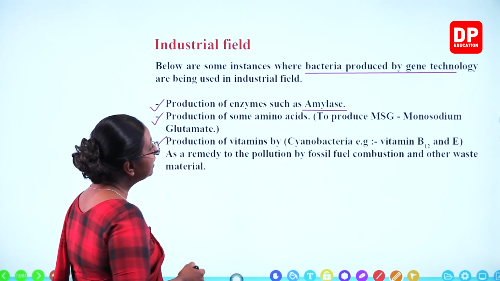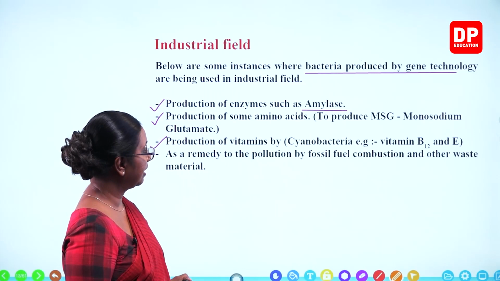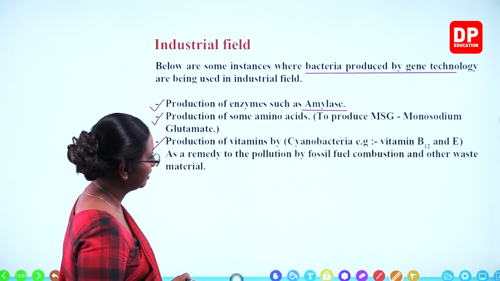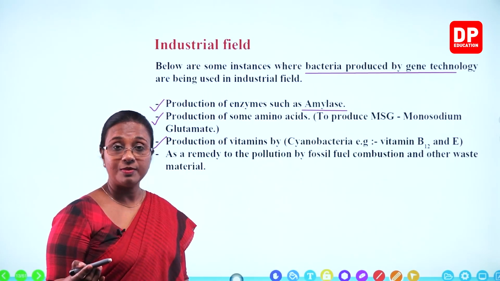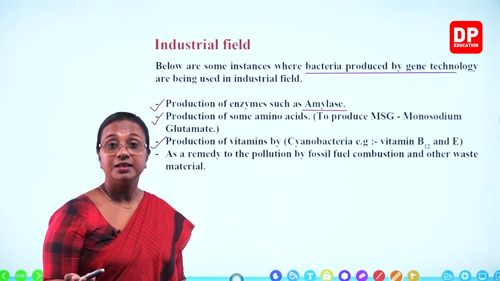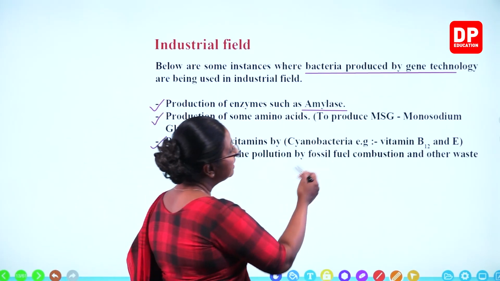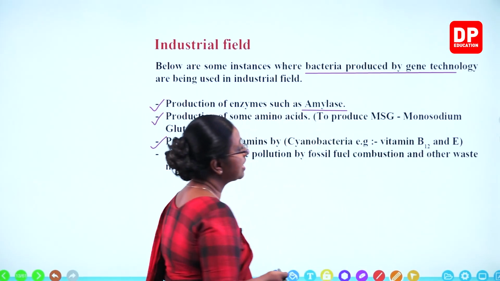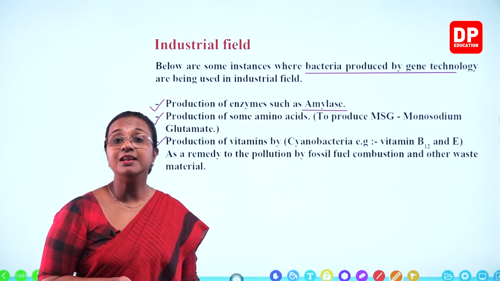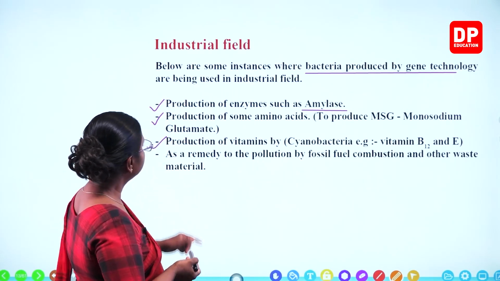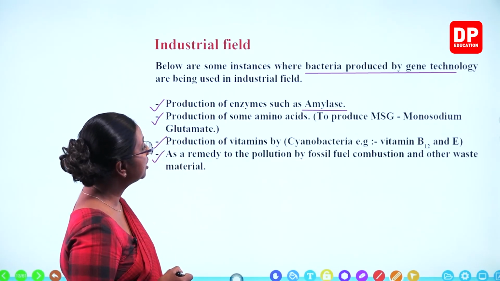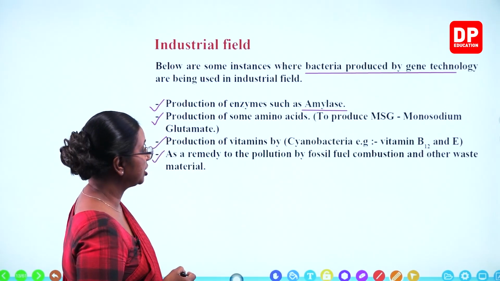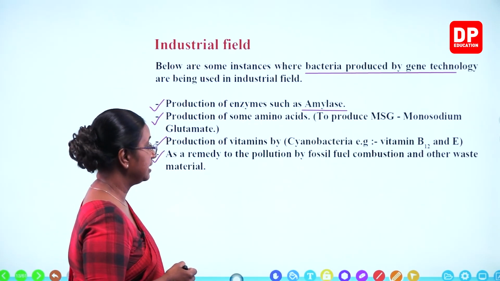Then production of vitamins, cyanobacteria. You all know what cyanobacteria is. Bacteria and cyanobacteria both belong to kingdom bacteria. And this is used to produce vitamins like vitamin B12 and E. Then it is used as a remedy to the pollution by fossil fuel combustion and other waste material.